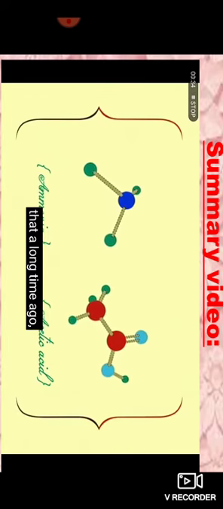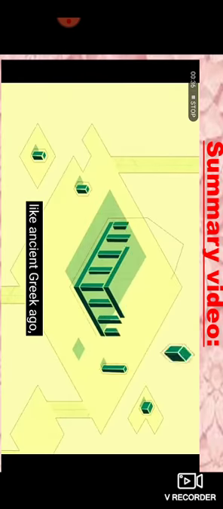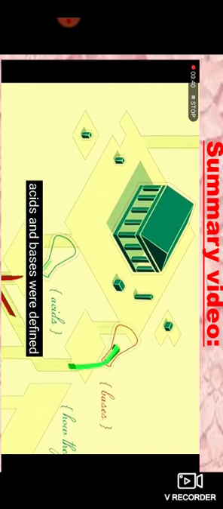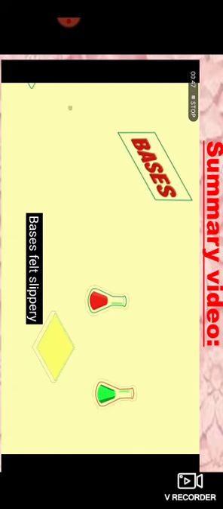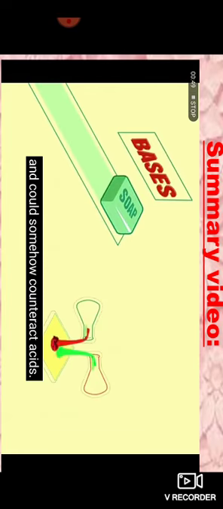You were probably taught how acids and bases behave on the molecular level. You were probably never taught that a long time ago, like ancient Greek ago, before anyone knew about atoms or molecules, acids and bases were defined by how they behaved. Acids tasted sour and corroded metals. Bases felt slippery and could somehow counteract acids.